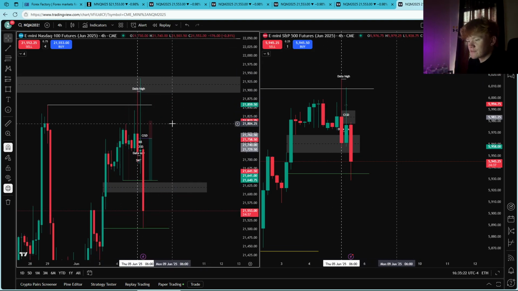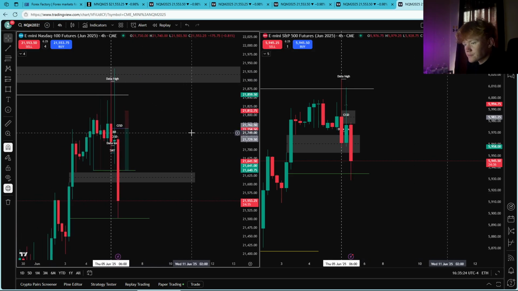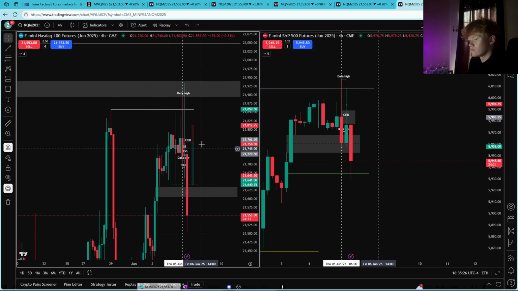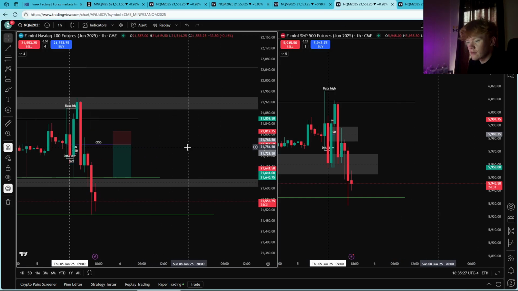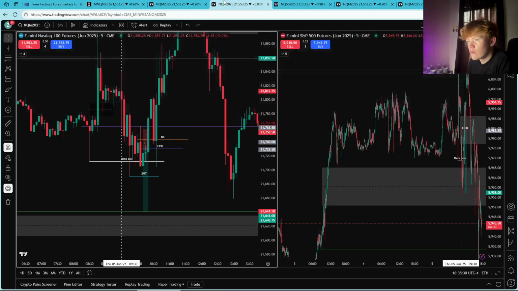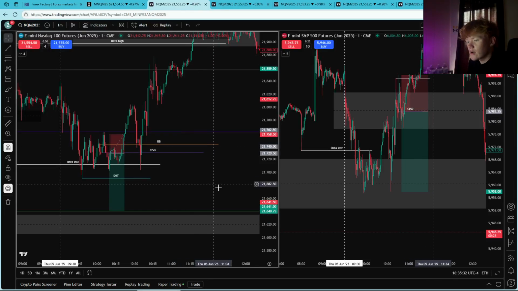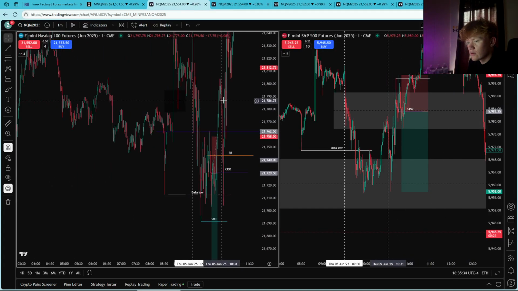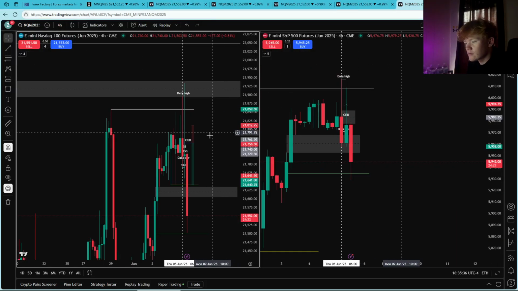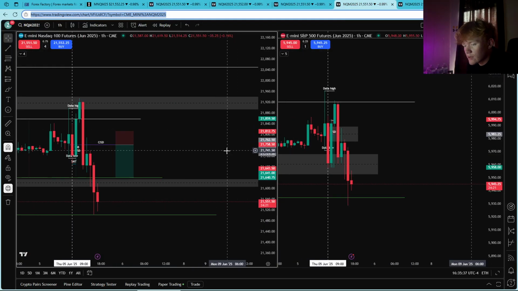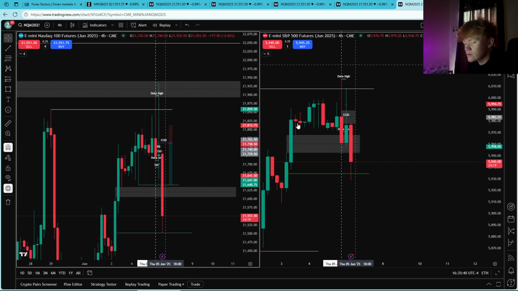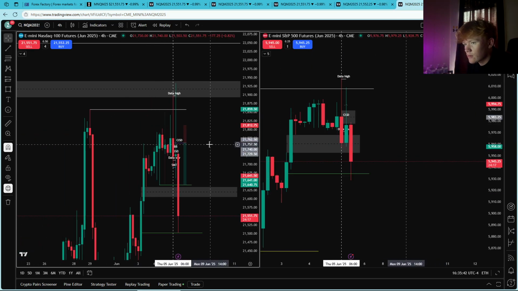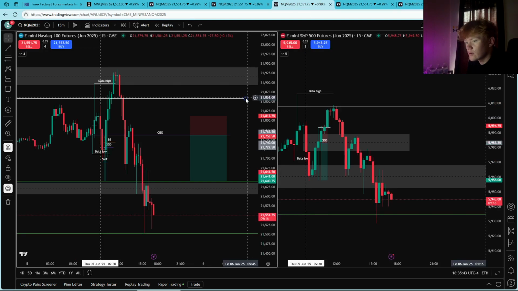So price tapped this 4-hour right here. Why am I just blinking? Because I took the trade off. So it's this long CISD. But was that the 1 hour? No, it wasn't. But it was not the 4 hour. Am I just tripping? It's a 15-minute.